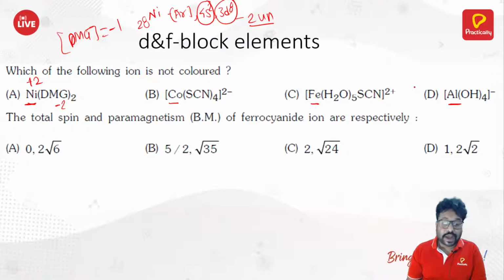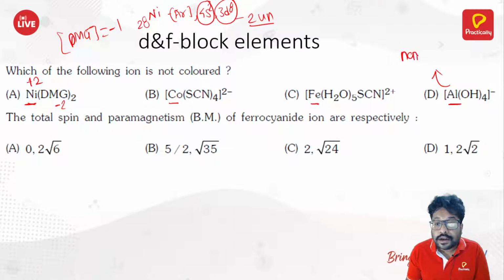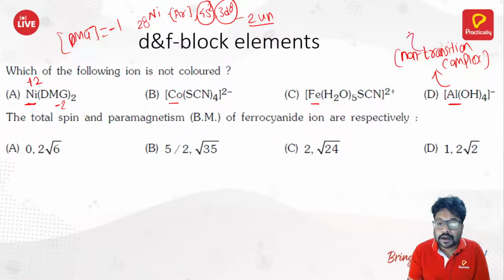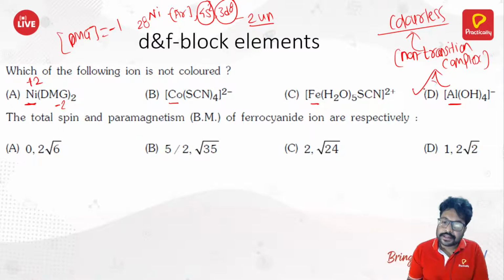Now you might say, sir, why? How can you answer immediately? Because this is not a transition compound. This is a non-transition element compound, a non-transition complex. And non-transition complexes are always colorless. That is why this should be our answer. We don't need to look at the other options. I'm just helping you to solve it faster.